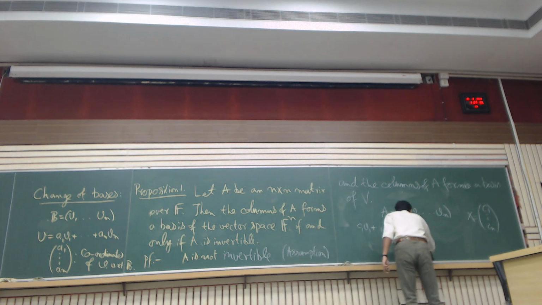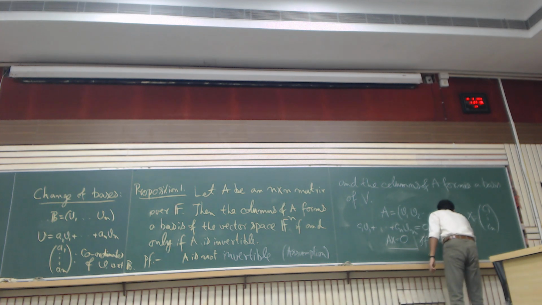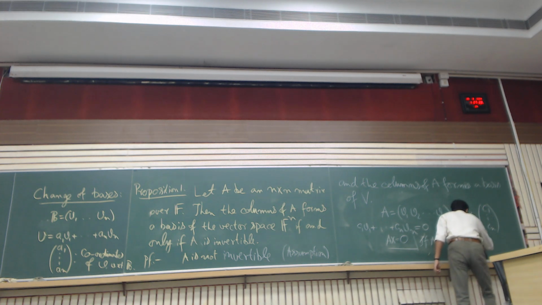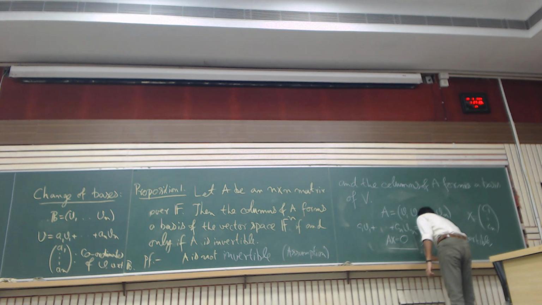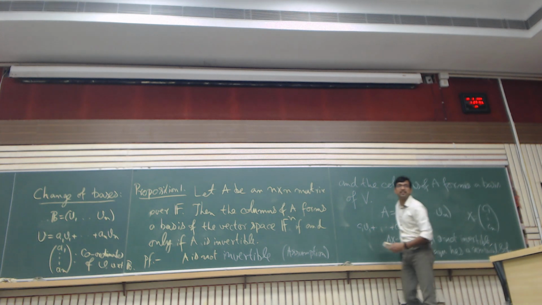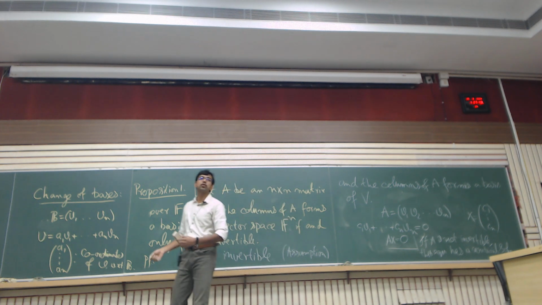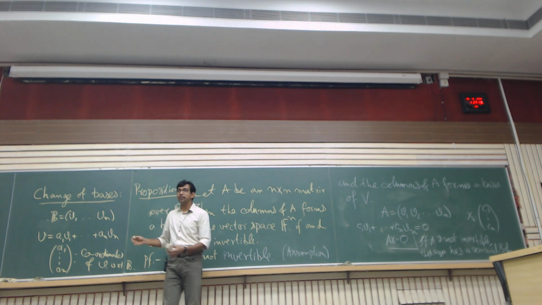So if A is not invertible, this equation has, well, a non-trivial solution would do for us. Non-trivial, that is, a non-zero solution. What does it mean? That Ax equal to 0 and there exists a non-trivial solution of this? That there is a linear relation among the columns of A.